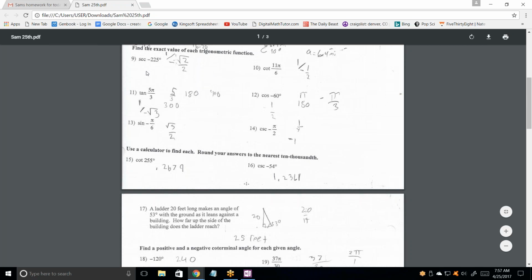First of all, when you are dealing with negative angles, the best thing to do is to turn them into positive angles. And there's two ways you can do it. I don't know if you've been taught both ways. But first of all, what's the positive angle for the secant of minus 225?